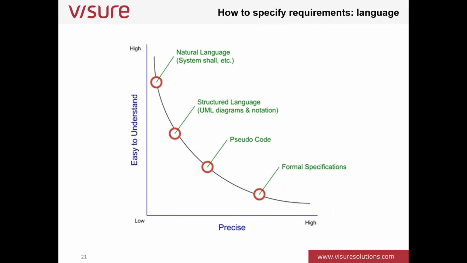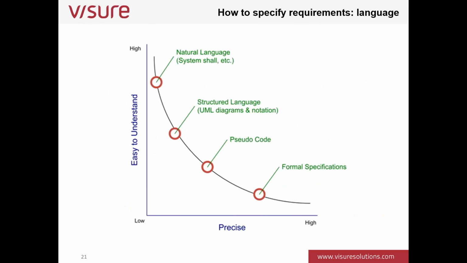Everyone can understand that without specific knowledge. But it's less precise than, for example, a UML diagram, which is a structured language. It's harder to understand because you need to be familiar with the UML notation. You have to first study UML in order to understand that, but it's going to be more precise. The same goes for the pseudocode. It's going to be more precise, but harder to understand. And finally, a formal specification is more precise than the pseudocode, but harder to understand. So the harder to understand, the more precise the language is going to be, but the easier to understand, the less precise. So we have to write down my requirement.